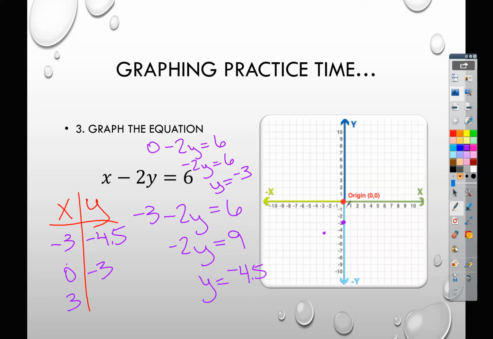0, -3. And if I plugged in a 3 for x, subtract 3 from both sides and divide by the -2, that would give me -1.5. So 3 and -1.5 would be around here, and then I would draw that line just like that. Now, the good thing about this is no matter what numbers you plug in, your line should look the same.